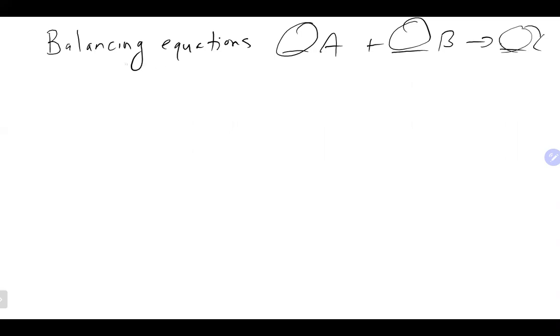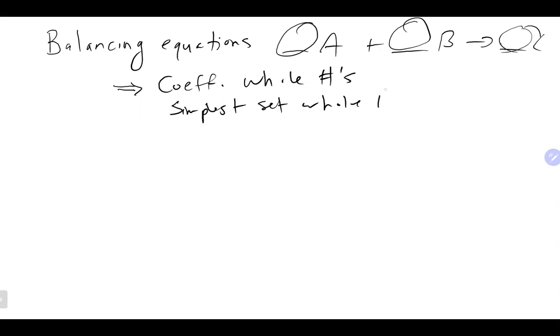Really, there's only two main things when it's all said and done. All the coefficients have to be whole numbers, and they have to be the simplest set of whole numbers. As we talked about last time, if you balanced everybody out with a 4, a 2, and a 2, you could go through again and reduce that down. You should reduce it down to 2A plus B goes to C, and that would be the properly balanced equation.